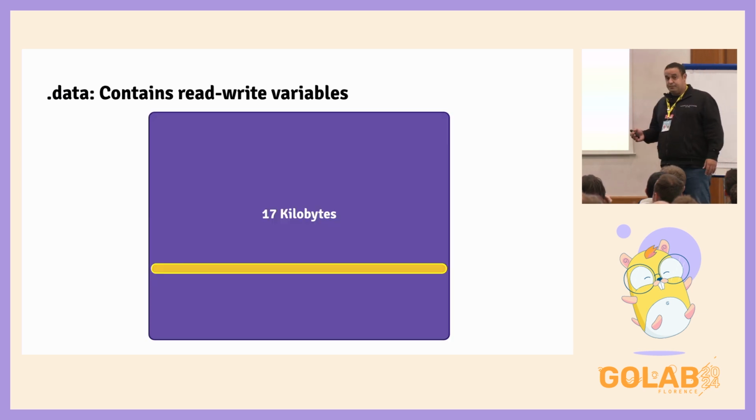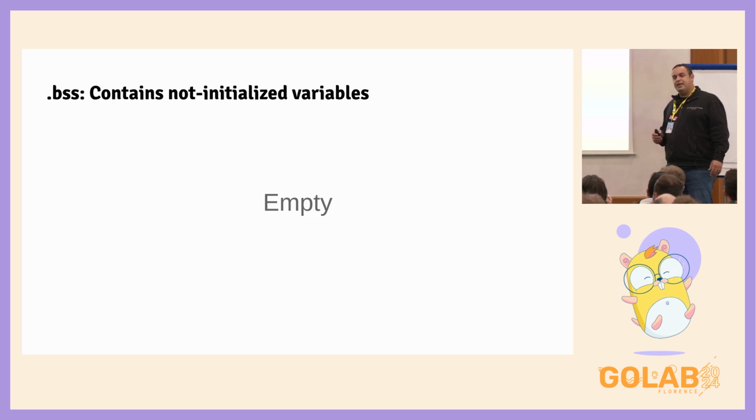Then we have data. Data contains read-write variables that are initialized. So if you have a global variable that is initialized, it will be in the data section. Another one is the BSS. This is an interesting one because it contains non-initialized variables. And the BSS section in a Go binary, and almost in any binary, is going to be empty.